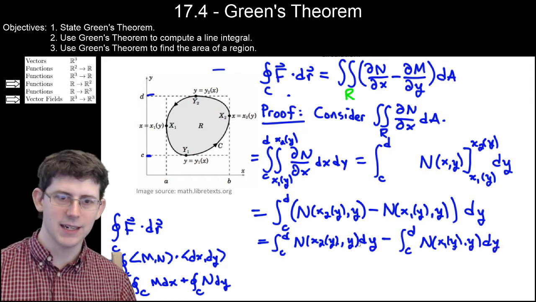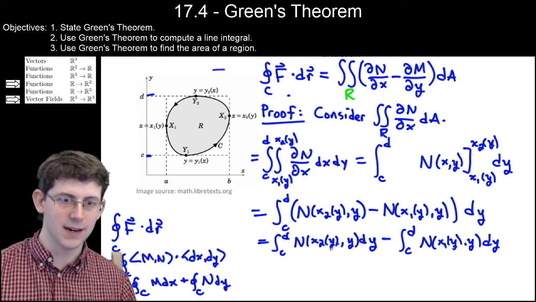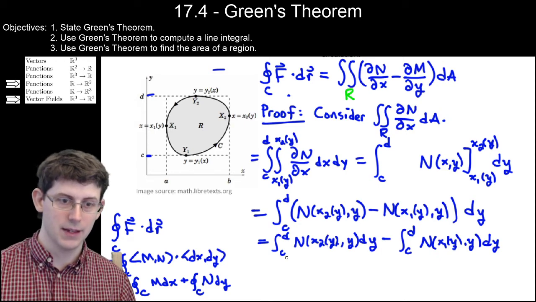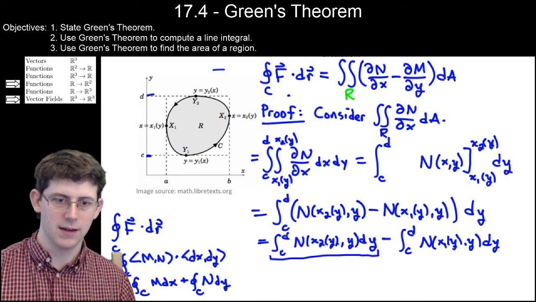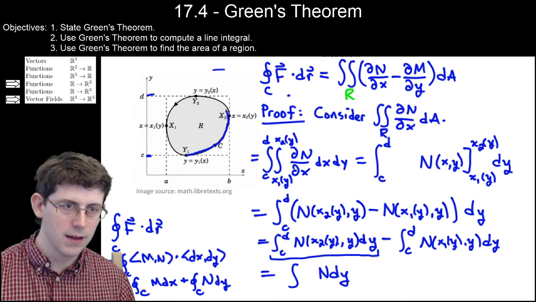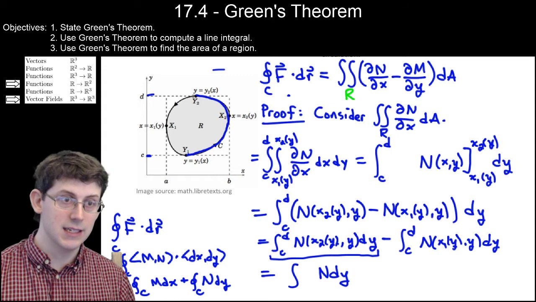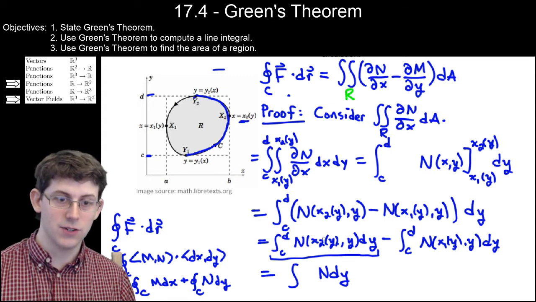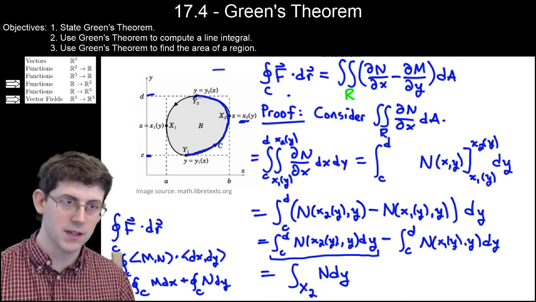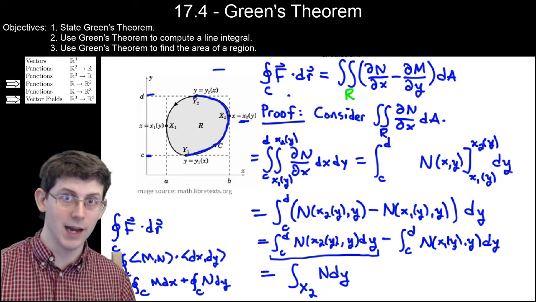And I go, what is happening here? So this is the integral of n dy, but what path are we actually taking here? Well, the path we're taking is the path where y goes from c to d, and x is on the function x2 of y. So this integral is the integral of n dy on this part of the path, where y goes from c to d, and x is on this function x2. So this is the integral over the curve X2, the right half of the curve, of n dy.